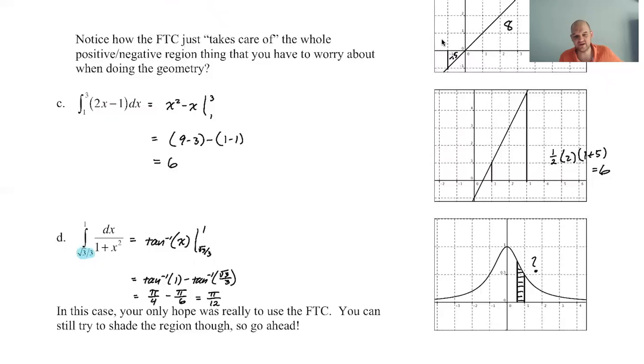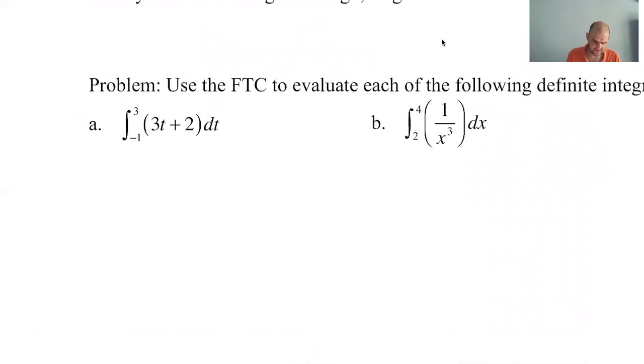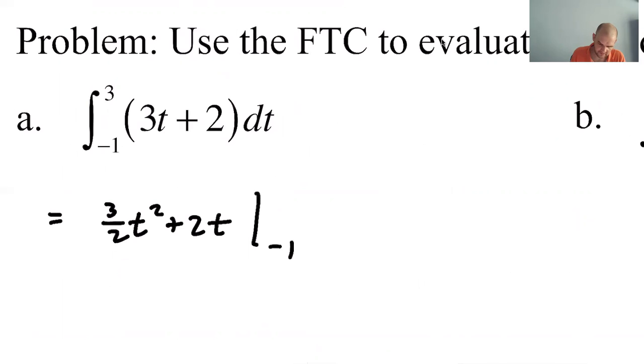Geometrically, you draw it and you're like, I don't know. It's that, right? Probably a little more than something, a little less than something else. I really have no idea. Okay, so these we just want to use the fundamental theorem. So I'm just going to do these. Proper notation throughout. 3 halves t squared plus 2t, from negative 1 to 3.